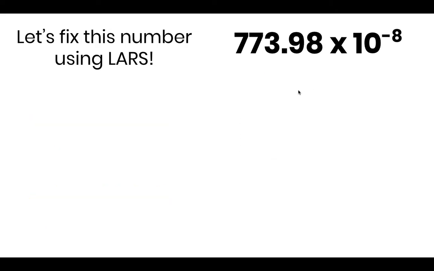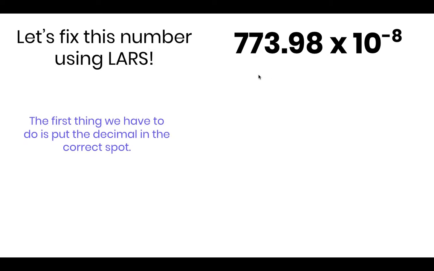Let's look at this one. Let's try to fix it. We have 773.98 times 10 to the negative 8. So the first thing we need to do is put the decimal in the correct spot. We should know that we need to move our decimal between the two sevens, because this coefficient has to be 1 or greater, but less than 10.